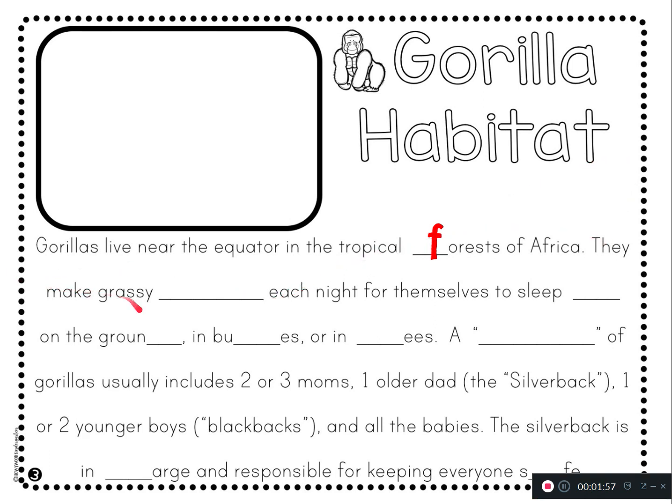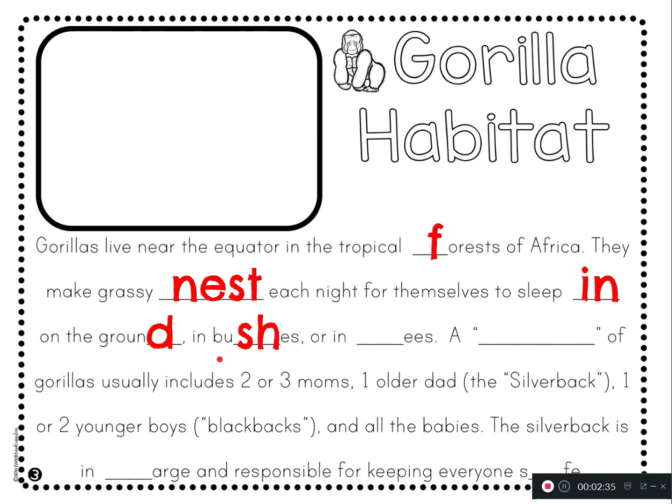They make grassy nests. N-E-S-T, nest. They make grassy nests. You can add an S onto the end of this as well. It should have an S. N-E-S-T-S. They make grassy nests each night for themselves to sleep in, on the ground. The ground. So they make grassy nests each night for themselves to sleep in on the ground.